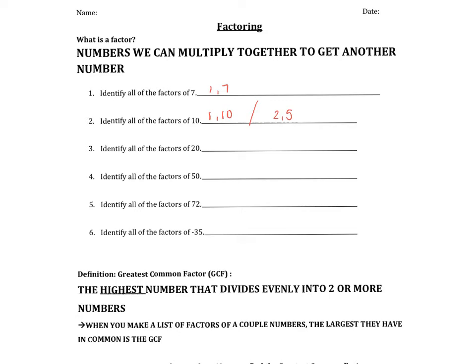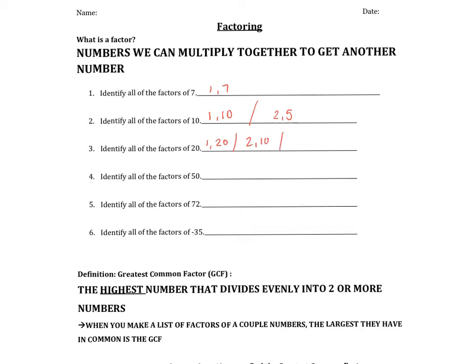Now we need to identify all the factors of 20. So always start with 1 and the number itself. Then you can count through the numbers. So 1 times 20 is 20. Does 2 fit into 20? Yes, it does. 2 times 10 gets us 20.